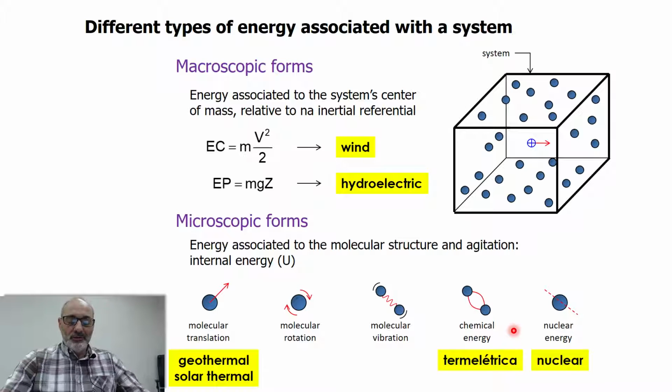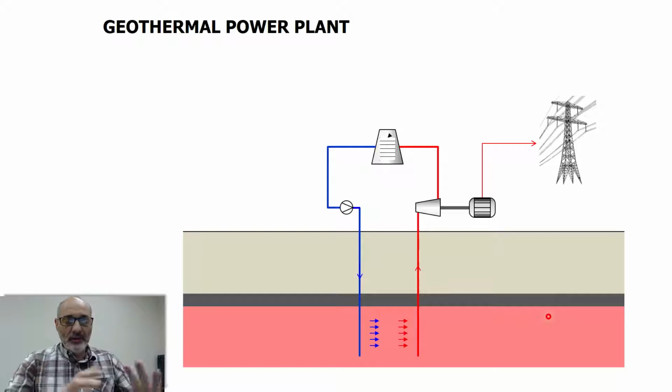You have to engineer a chemical reaction in order to free the energy associated with these bonds, so it's more related to thermoelectric power plants. And you may also have a nuclear power plant, in which case you have to have a nuclear reaction taking place inside the reactor. So I'm going to review all this stuff because we're not going to look in more detail than today at these several types of thermal energy generation.